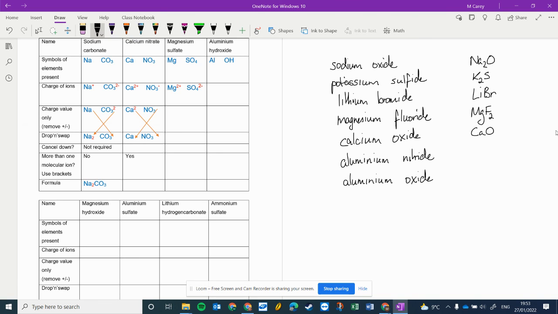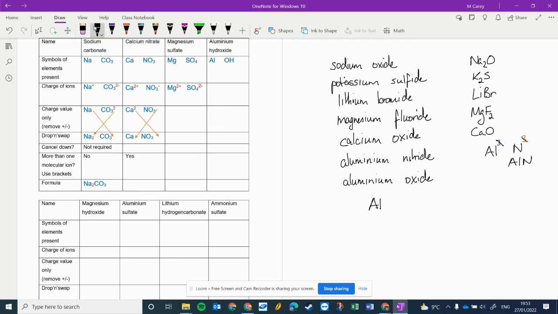Aluminium, I'm just going to do aluminium quickly. So aluminium is 3 plus and nitrogen is 3 minus. So actually, if we lose the charges and we see they have the same number, they will cancel down and it'll end up as a 1-to-1 ratio. And you will have AlN for aluminium nitride.